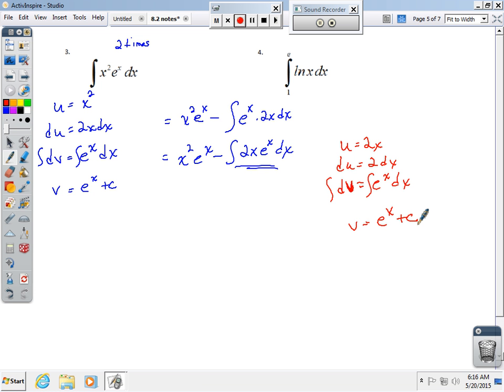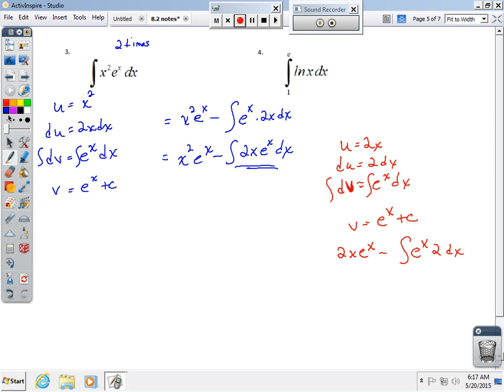So now I can rewrite this second part as, be careful here, you got to watch your signs for this. Actually, hold on, let me finish this problem here. This is going to be u times v, so 2x times e to the x minus the integral of v, which is e to the x, and then du, which is equal to 2 dx.